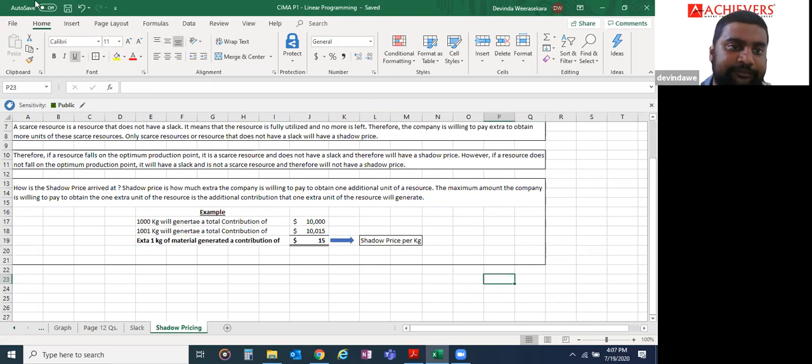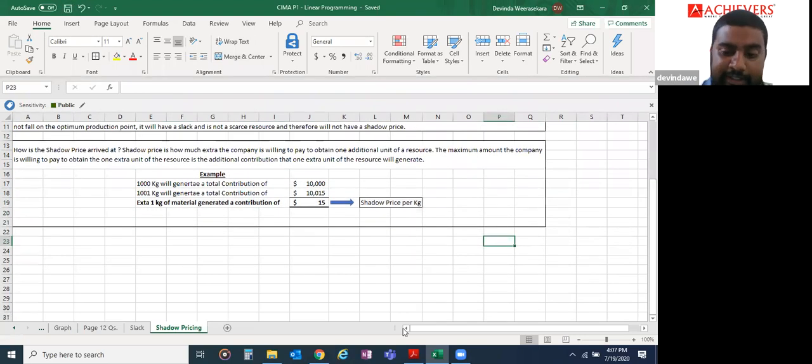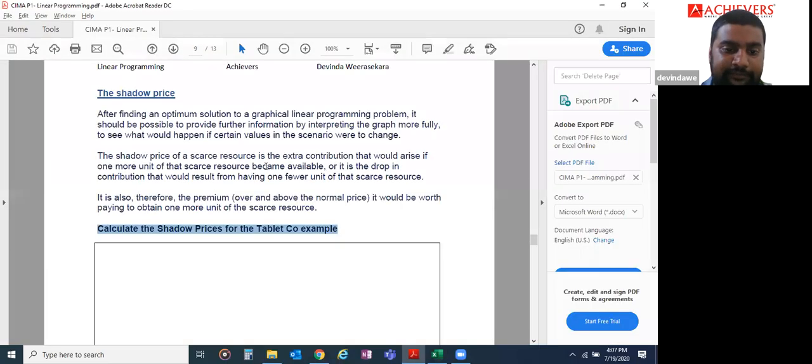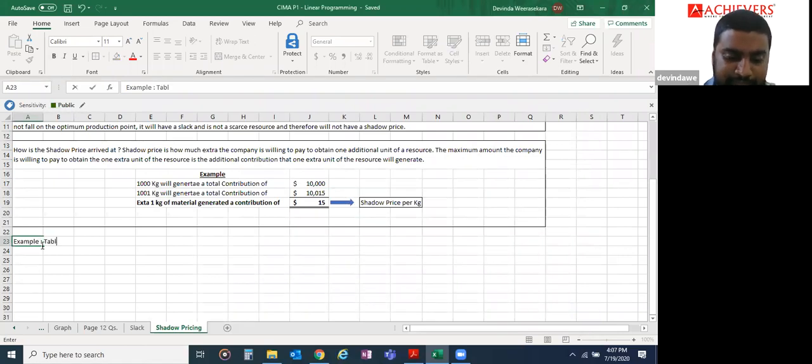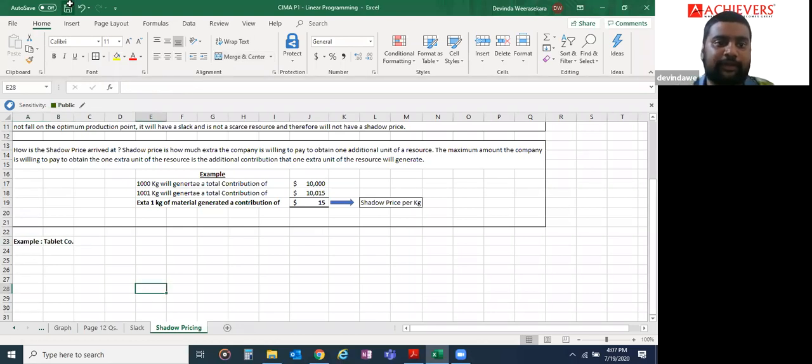Right. So that's an example. Now let's get into the example of the tablet company. For the tablet company example, let's calculate the shadow price.